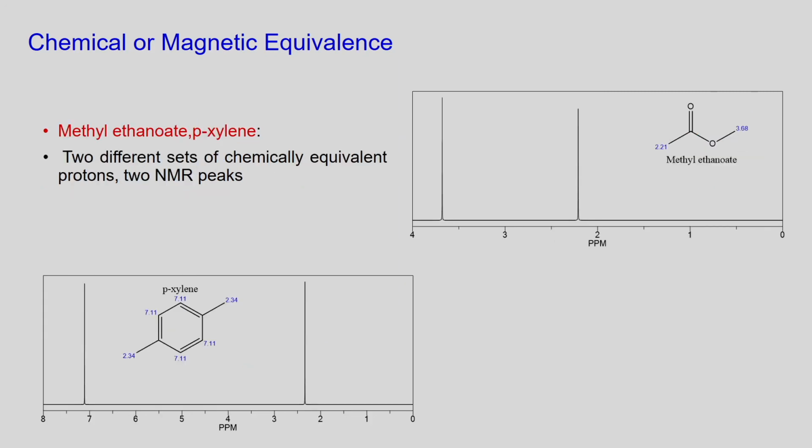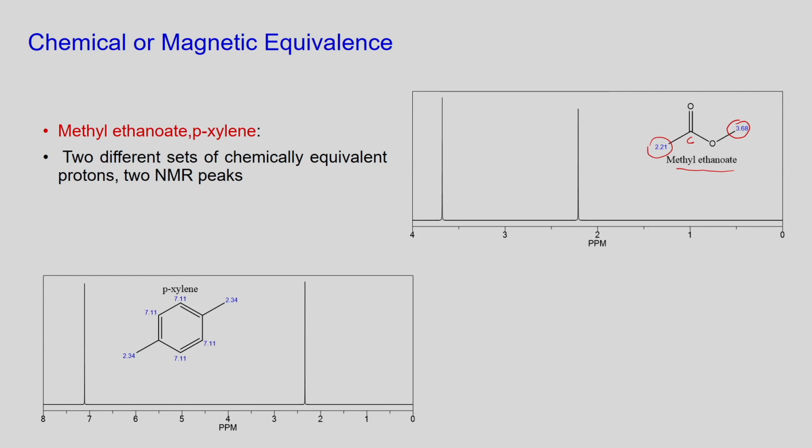Likewise, let us see what other examples we can see of chemical or magnetic equivalence, like methyl ethanoate or paraxylene. See, this is methyl ethanoate. You have one methyl group attached here and another one attached here. Now you see the shift at 3.68 is due to the hydrogen atoms close to the oxygen atom, which is electronegative in nature, while the one in close connectivity with the carbon atom has a lower chemical shift.